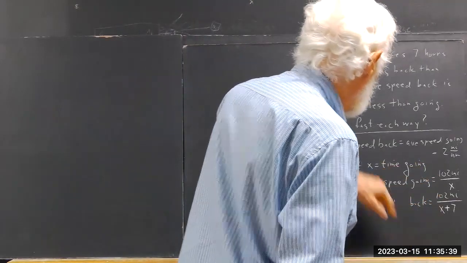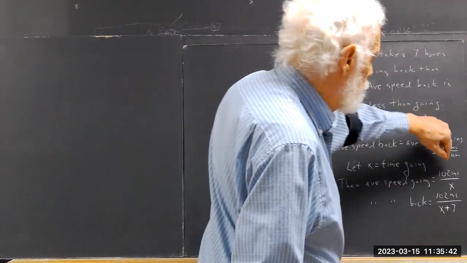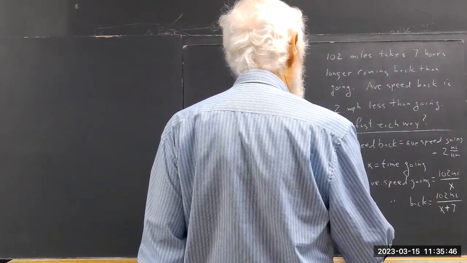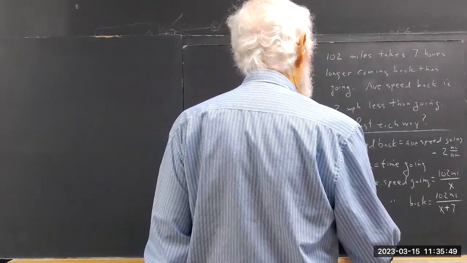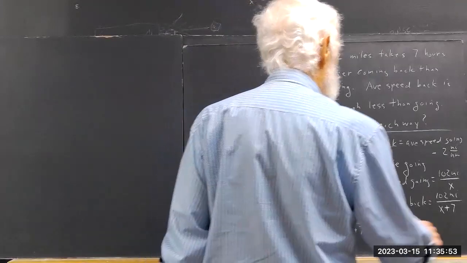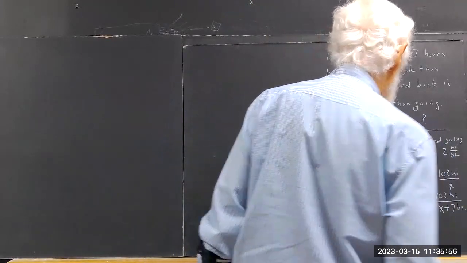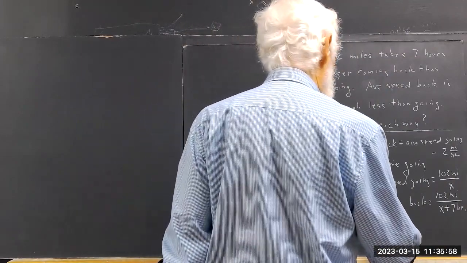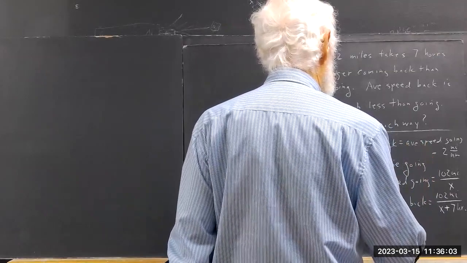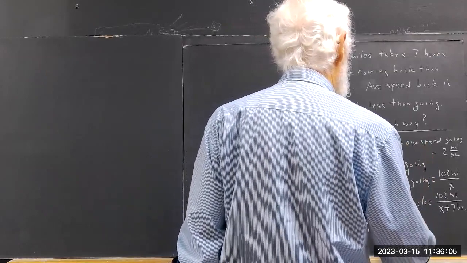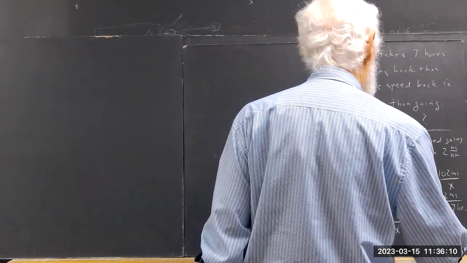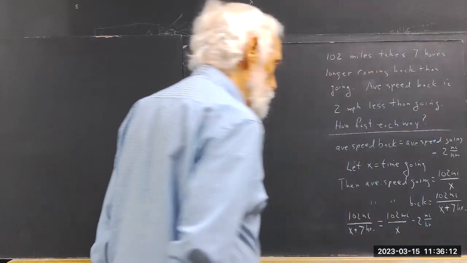So now that we know the average speed back is the average speed going minus 2 miles per hour, we can say 102 miles over X plus 7 hours equals the average speed going, which is 102 miles over X, minus 2 miles per hour.